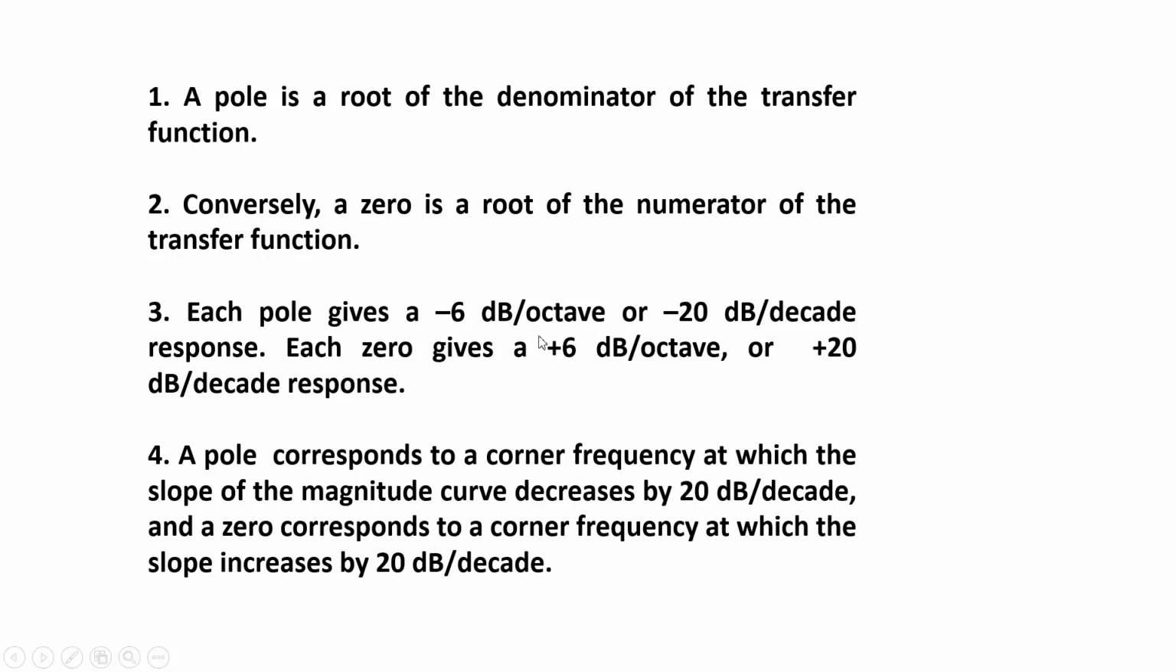Once you double the frequency, the curve will bend down by 6 dB. And 20 dB per decade means that once you take 10 times the present frequency, it will be dipping by 20 dB. Or in the case of a zero, it will be lifting by 6 dB per octave. For the doubling of the frequency, 6 dB will be lifted. For 10 times the frequency, it will be lifted up by plus 20 dB.